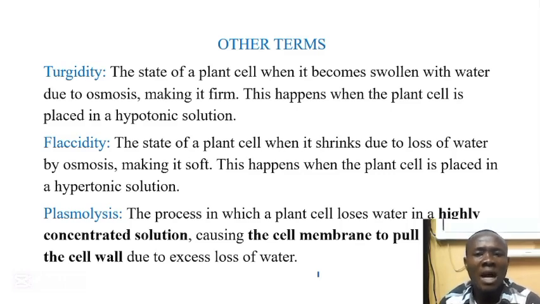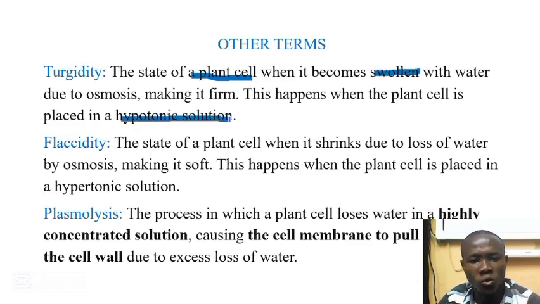So we have another osmotic term which we talk about, turgidity. Turgidity is simply talking about the swelling of a plant cell due to osmosis, making it become firm. That means the plant cell takes in more water. As it takes in more water, it becomes firm. In that case, we say it becomes turgid. And this happens when the plant cell is placed in a hypotonic solution.